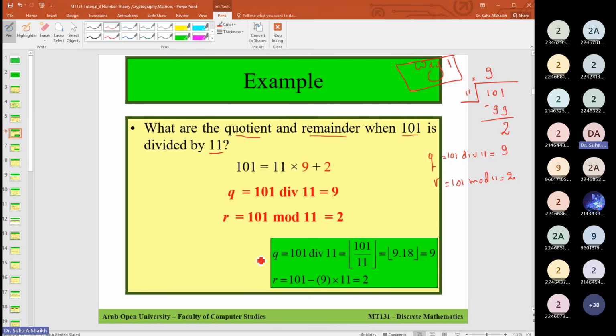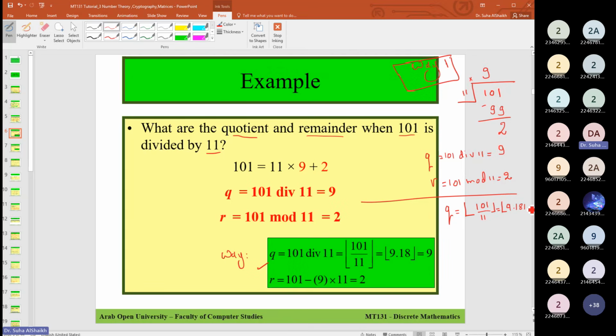Method number 2, or way 2, you can find it here: Q is equal to the floor of the quotient of 101 over 11. We took the floor function last time. So what is the floor of 101 divided by 11? It is the floor of 9.18, and so on.